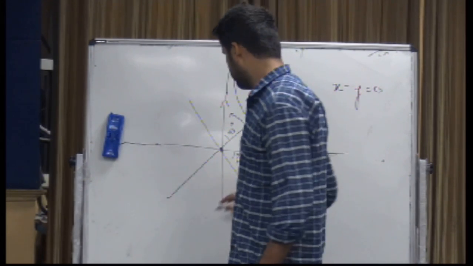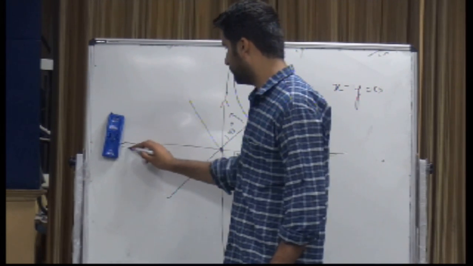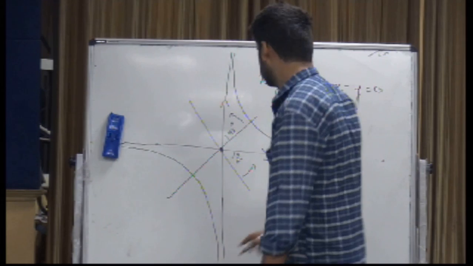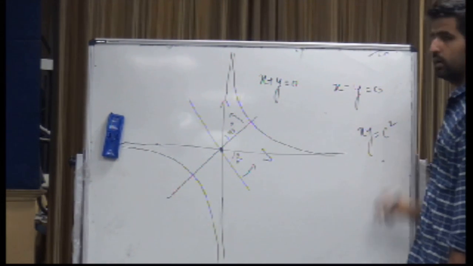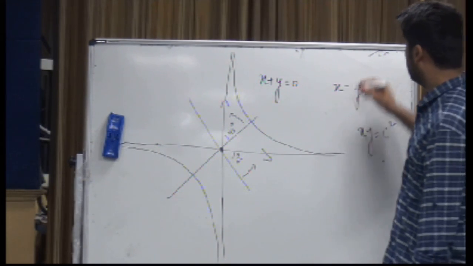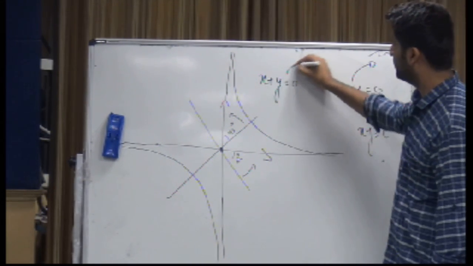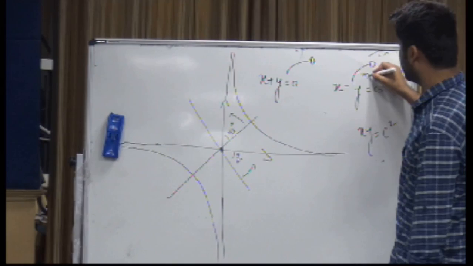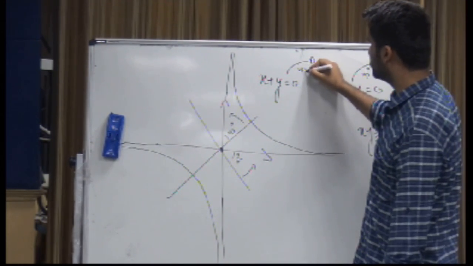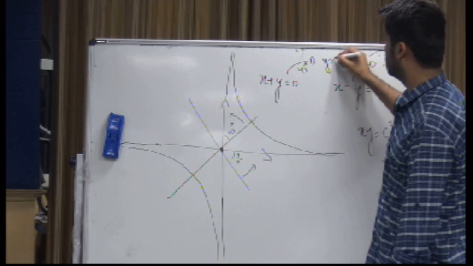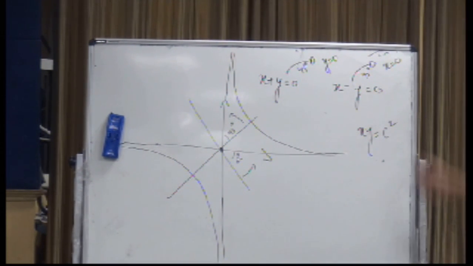So the case of hyperbola xy is equal to c square will look like this. This is the hyperbola xy is equal to c square. And how did we get this? By rotating these by 45 degrees. On 45 degrees rotation, this becomes x is equal to 0, and this becomes y is equal to 0. So this becomes the y-axis and the other one becomes the x-axis.